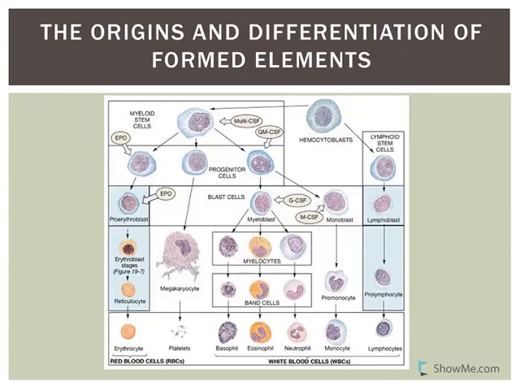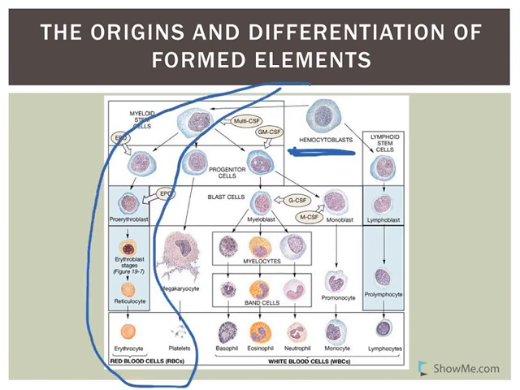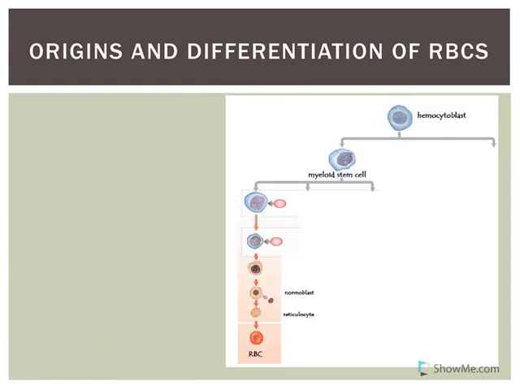And you see this kind of big picture. I just want to show you this first, and then I'll zoom into what you have in your notes. All blood cells are derived from hemocytoblasts, which are in the bone marrow. And we're going to follow this coming down here.